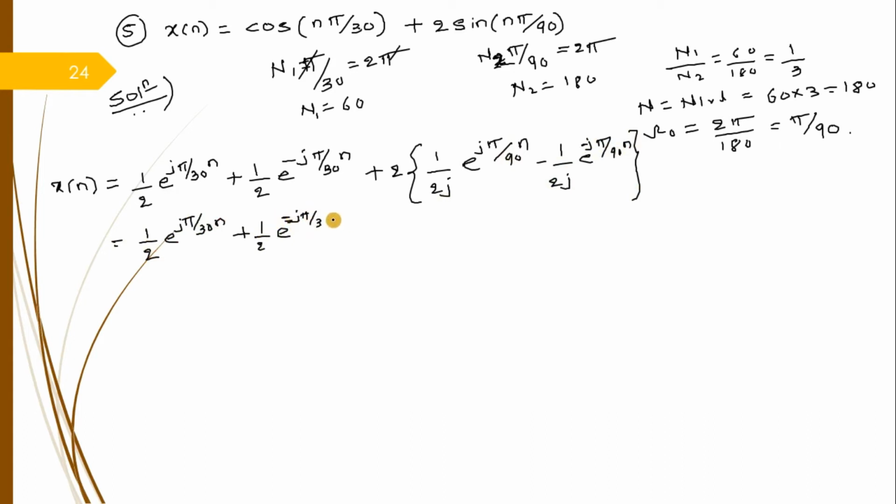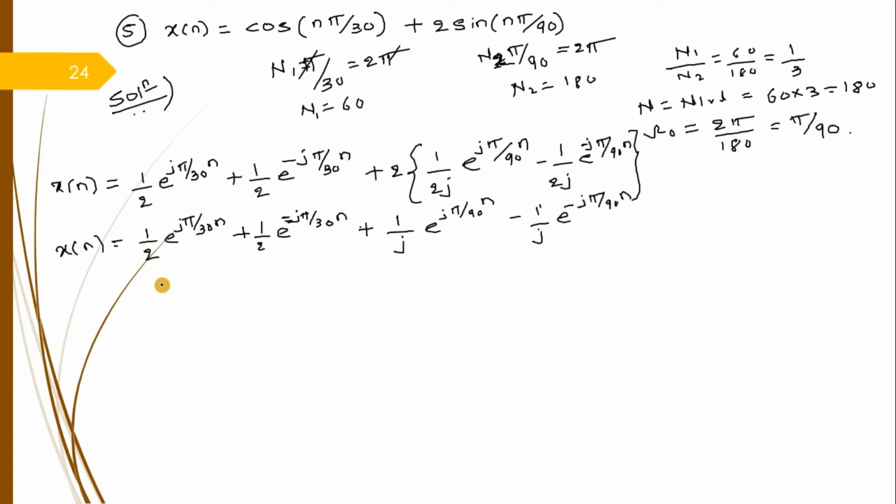Minus, I'll write it correctly. 2 and 2 cancel, plus 1 by just j e raised to j pi by 90 n minus, 2 cancels, 1 by j e raised to minus j pi by 90 n. So this is the x of n given term. I wrote it like this.